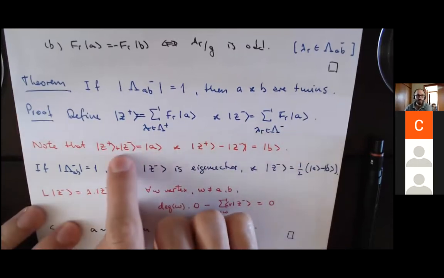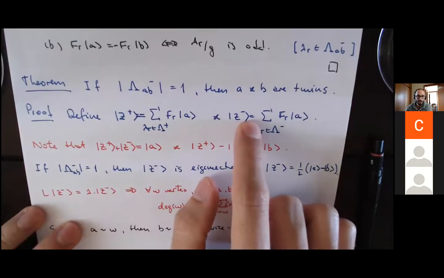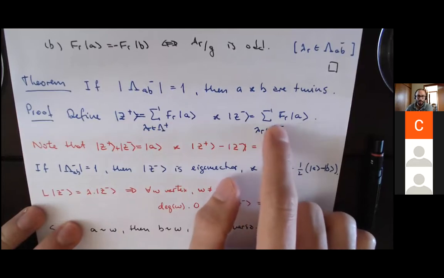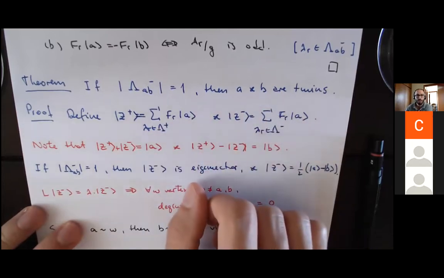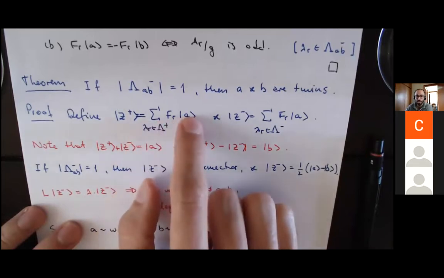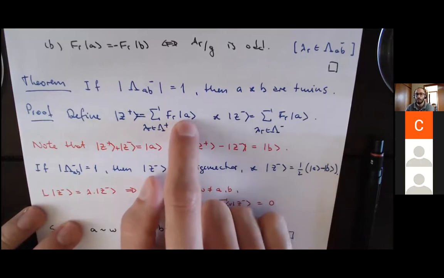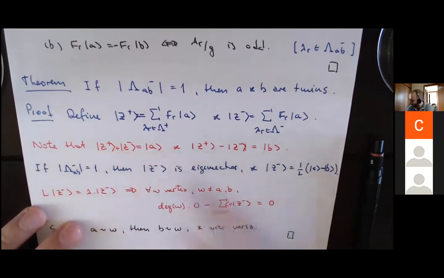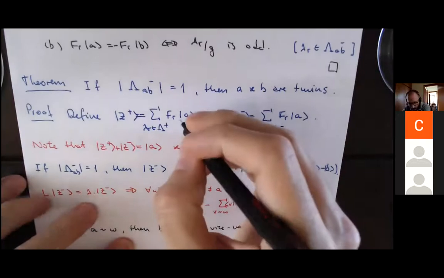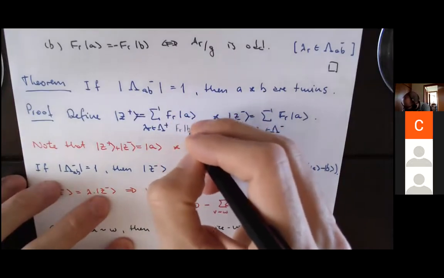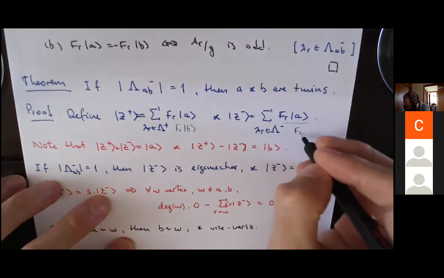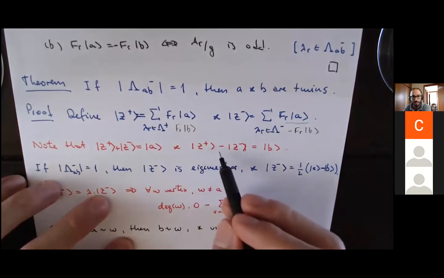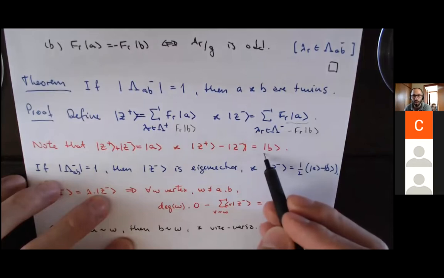Now note that if I sum ket z plus and ket z minus, I'm summing the projections of a here, and these are all the eigenvalues in the support of a. So the sum of these projections is indeed a. I recover ket a. So ket z plus plus ket z minus is equal to ket a, and these guys are equal to F_r ket b, and these guys here are equal to minus F_r ket b. So in fact, if I make ket z plus minus ket z minus, this minus cancels with this, and I recover ket b.